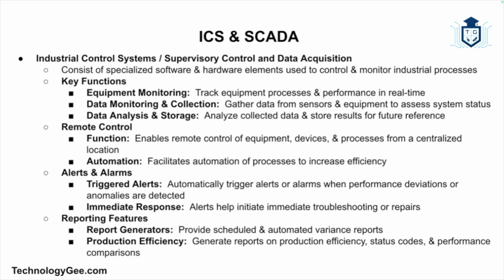SCADA systems and ICSs are made up of a combination of specialized software and hardware elements that allow organizations to do the following. They can monitor equipment processes and performance. They can perform data monitoring and collection, facilitate data analysis and storage of analyzed data, perform remote control of equipment, devices, components, and processes. They can trigger alerts and alarms when performance deviation aberrations are detected, and they can generate reports for scheduled and automated variance reporting and comparison, as well as production efficiency and status code statistics.